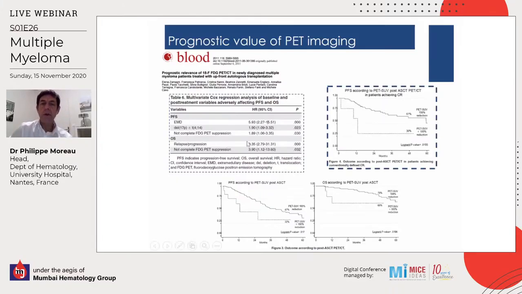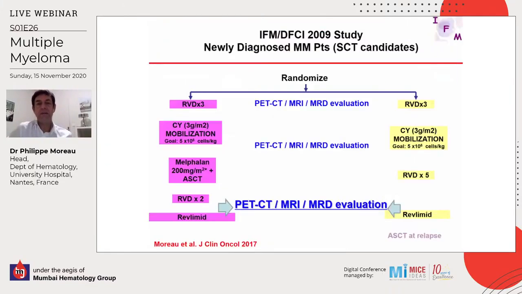And this is the picture of progression-free survival for patients achieving CR after stem cell transplantation. All of them were in CR, but some had a PET that remained positive, and some others in CR had a PET-negative assessment. And you see definitely that it was important to be in CR, but in addition, on top of CR, PET negativity as well. The outcome was improved for those patients, CR and PET negative.